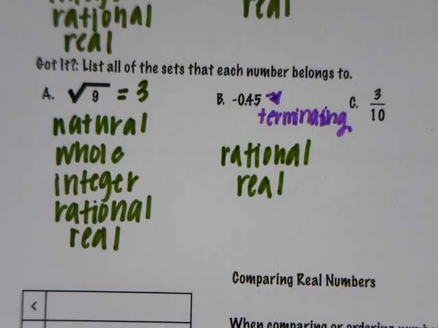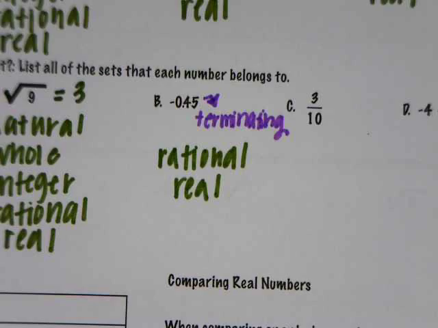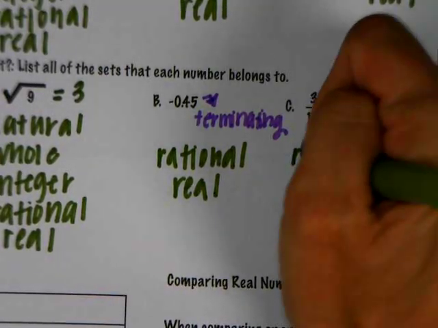All right, for C, we have a fraction. So automatically, fractions always go one spot, always. Where do they go? Rational. Yep, so these are always going to go in rational no matter what.